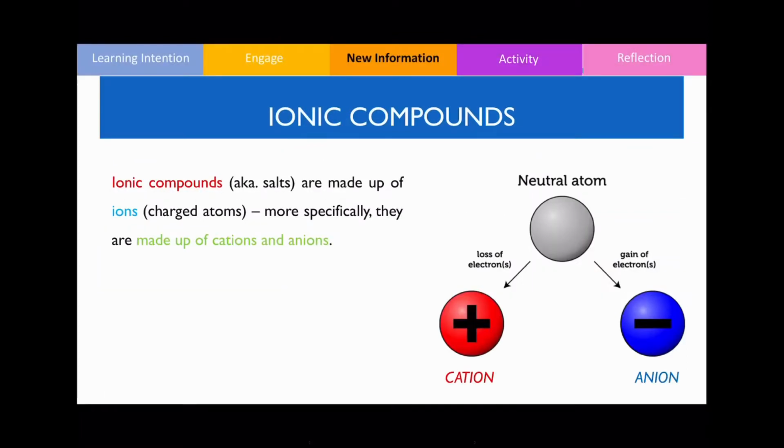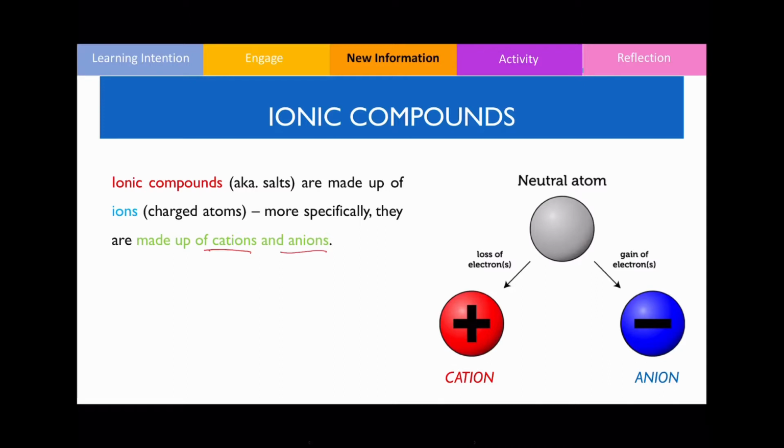So the first thing that I'll be talking about is what is an ionic compound. An ionic compound, also referred to as a salt, is essentially a substance that is made up of ions. More specifically, an ionic compound is a compound that is made up of both cations as well as anions. You should already be familiar with what cations and anions are. They are just charged particles.